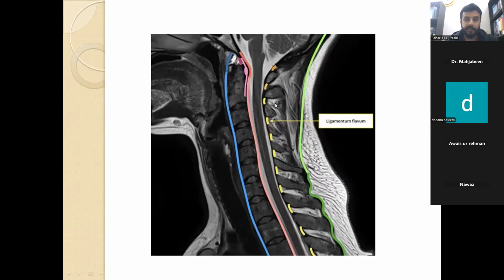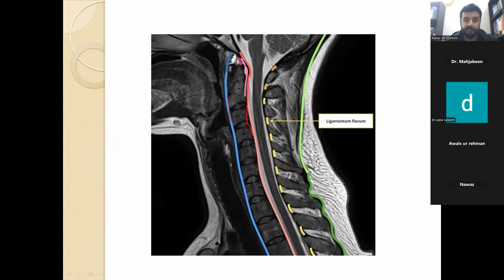Now this is the MRI scan, and again we can appreciate all those ligaments. Blue in color here, it is the anterior longitudinal ligament, just anterior to the vertebral bodies. Behind the vertebral bodies, this ligament shown in the red color, these ligaments appear hypo-intense on the MRI scan. We'll see in the next picture where these colors will not be visible, so we can appreciate them.